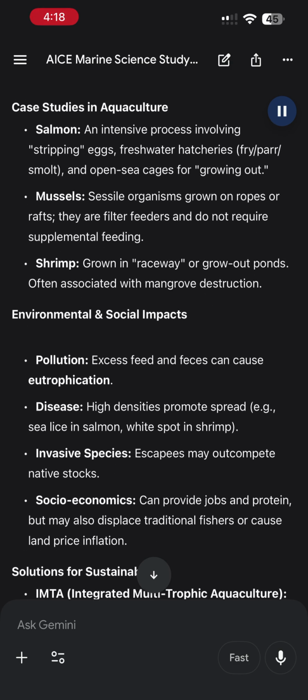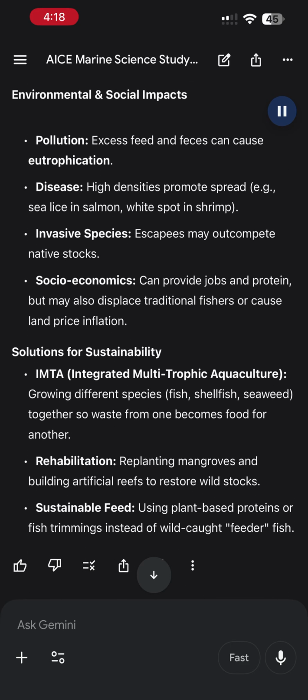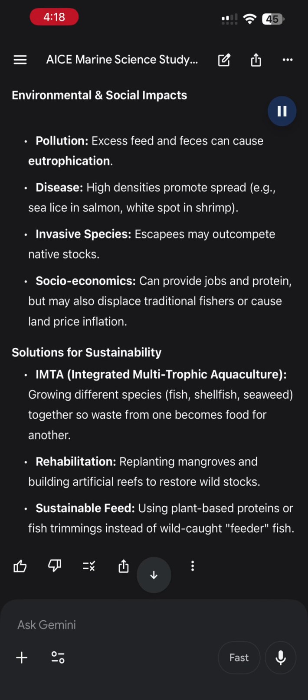Environmental and social impacts. Pollution, excess feed and feces can cause eutrophication. Disease, high densities promote spread, e.g., sea lice in salmon, white spot in shrimp. Invasive species, escapees, may outcompete native stocks. Socioeconomics, can provide jobs and protein, but may also displace traditional fishers or cause land price inflation.